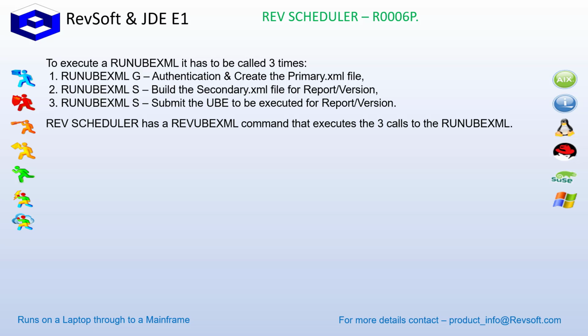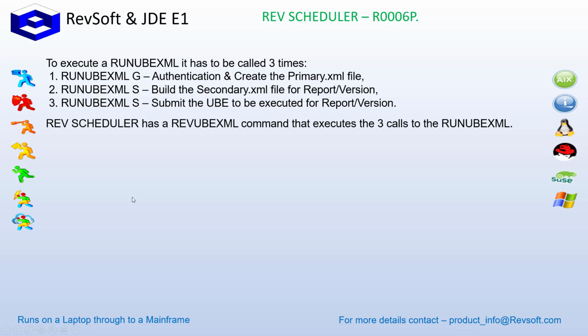Let's just do a basic 101 on run UBEXML. You have to call it 3 times for it to actually run: a G, an S, and submit it. So what we've done is we've automated all that into one command, the REV VUBEXML. It calls it 3 times for you.